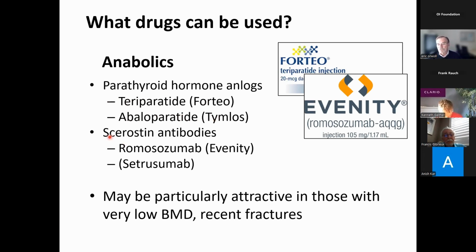And the second is sclerostin antibodies meant to inhibit a protein called sclerostin, which results in increased bone formation. There's one on the market called romosozumab or Evenity, and another one that I'll talk about that's in development called setrusumab. Let me talk about teriparatide or Forteo first. There is a little bit of data in OI. Similar drug called abaloparatide. I know of no data in OI, so I'm not going to talk further about it.